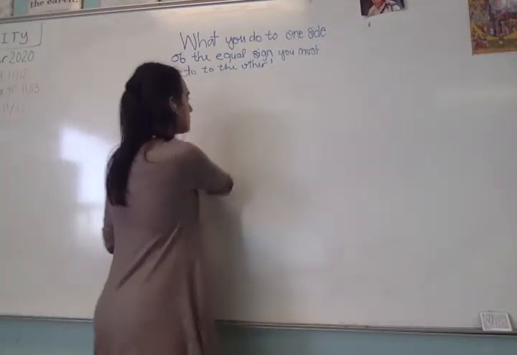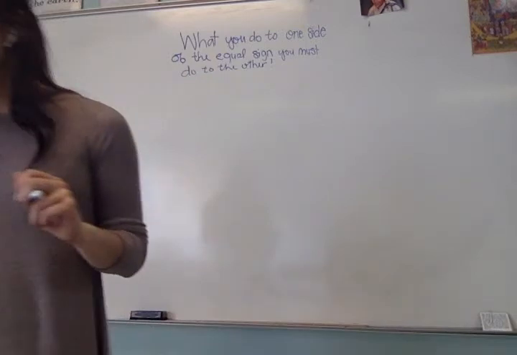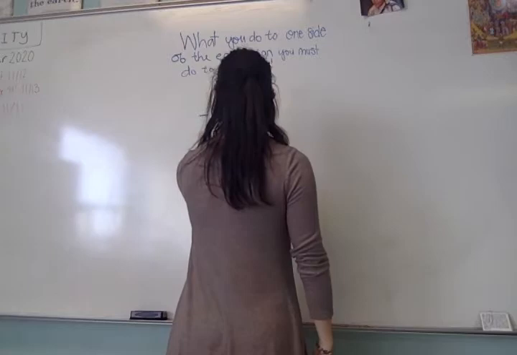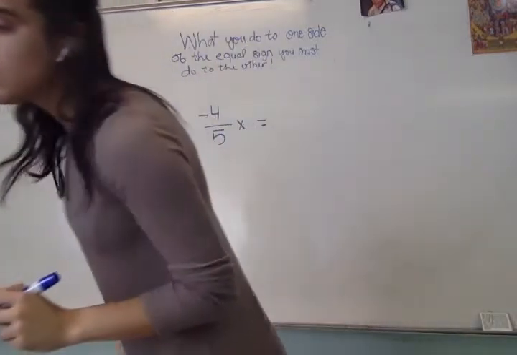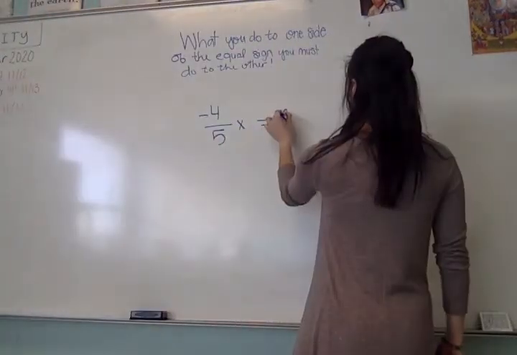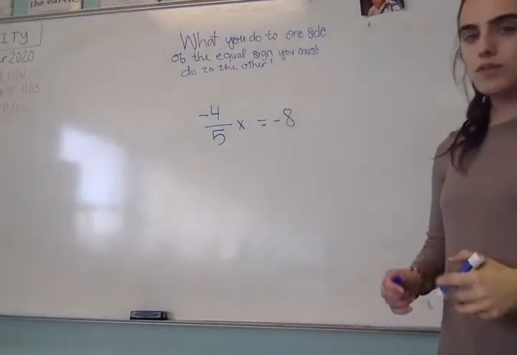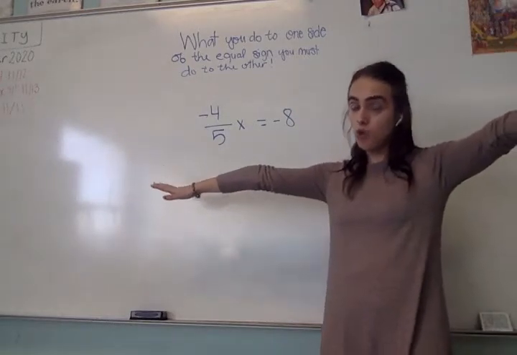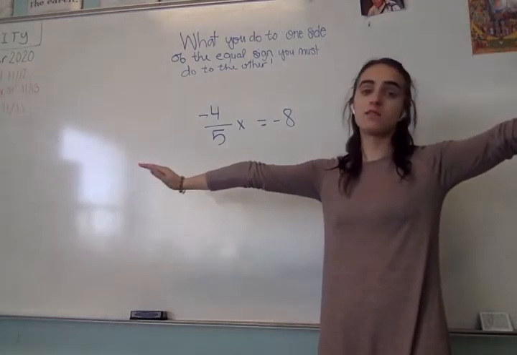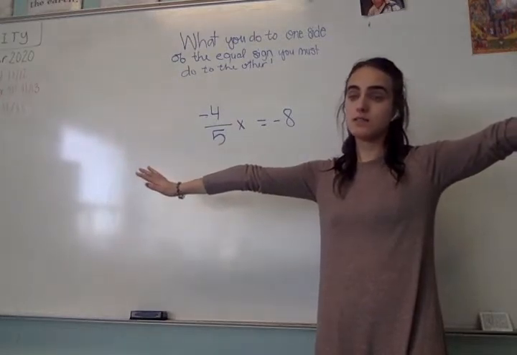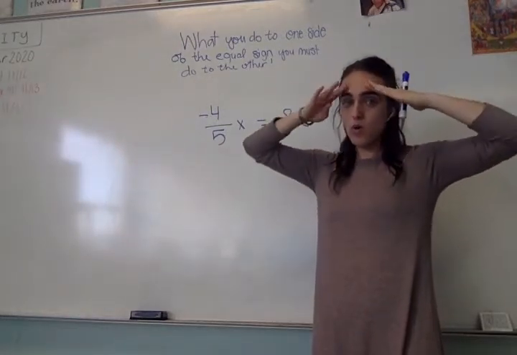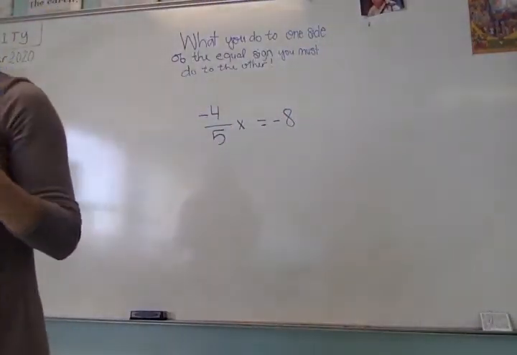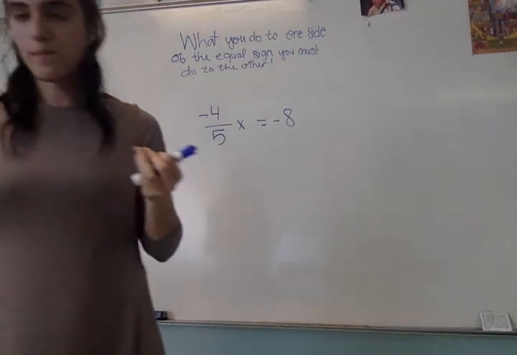Now, what if I had something like this, guys? Negative 4 over 5 x equals negative 8. Whoa. Hold the phone. Fractions and a number and a negative sign. Okay. Deep breaths, guys. Let's take a deep breath.